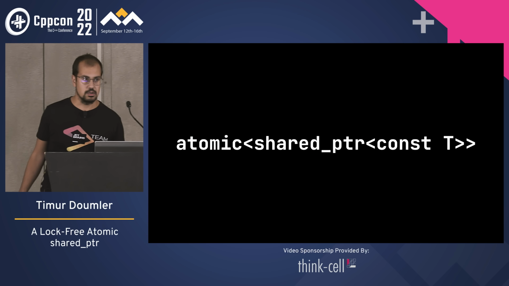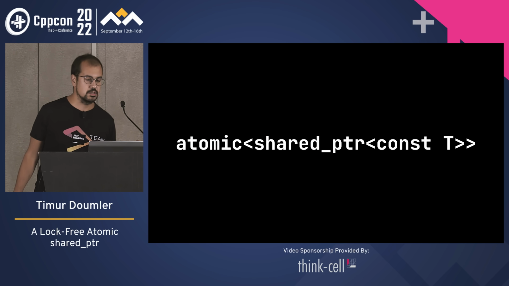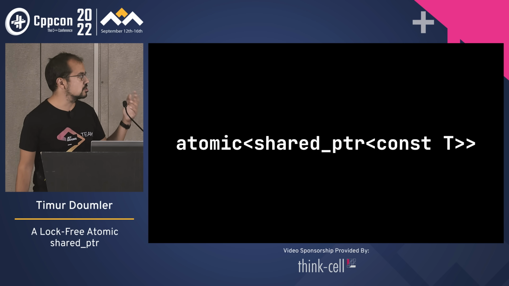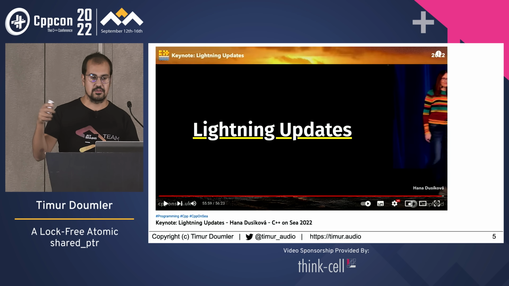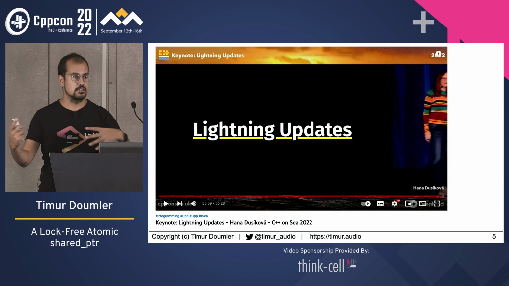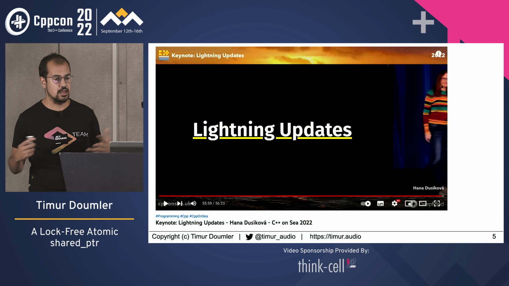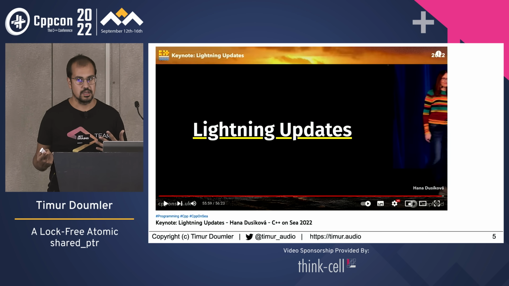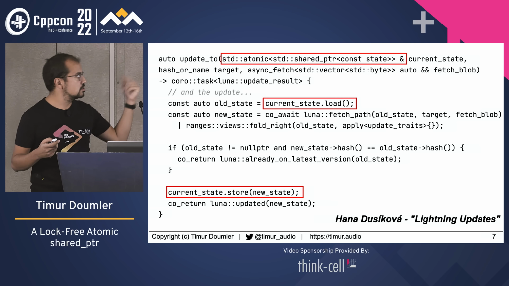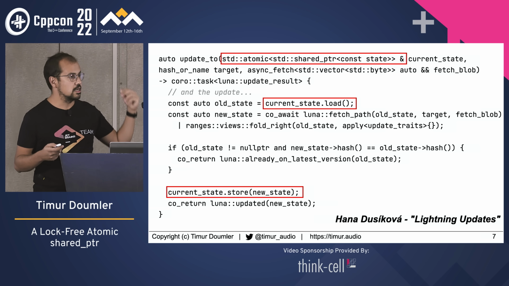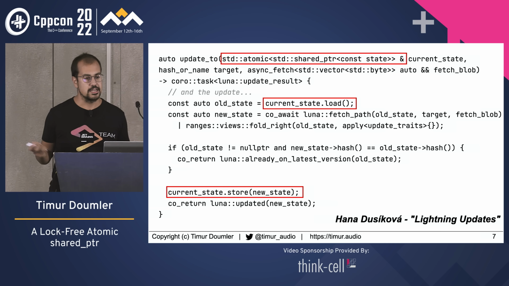And there are quite a few interesting use cases. I'm not going to talk too much about them, just mention a few things. Hana Dusíková gave a talk earlier this year about lightning updates. She was showing how to build a system where you have an app and different parts of the app updating the state, and you have to share those objects across the program. This is a snippet of code from her talk where she used atomic shared pointer to achieve that, and it makes it relatively simple and elegant.